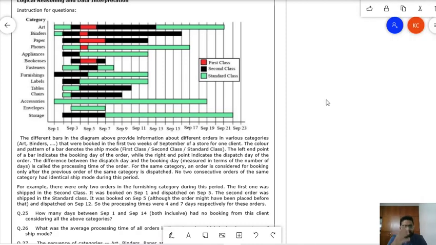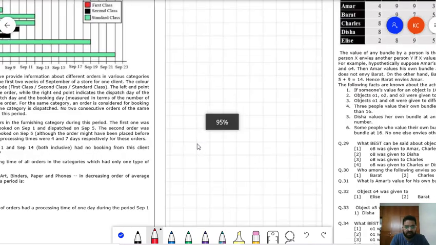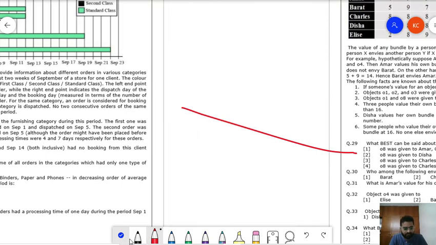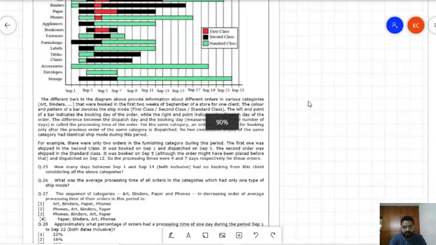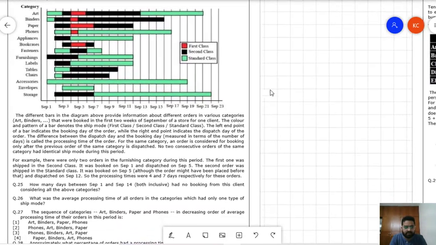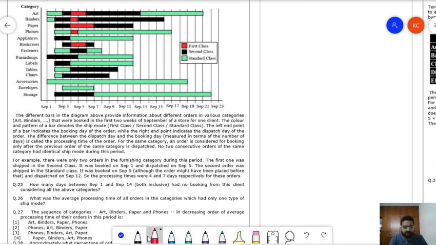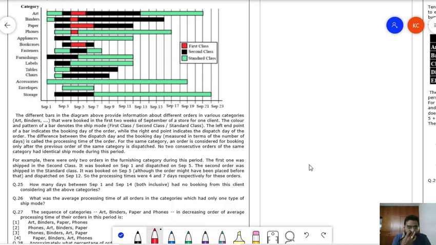So we are given a bar graph. As I told you, my initial inclination is, boss, this should be the easy one, because, wait a second, I'll just enlarge it a bit. Sorry for this disturbance, everyone. So my initial assumption is this is an easy one, so I'll start with that mindset.